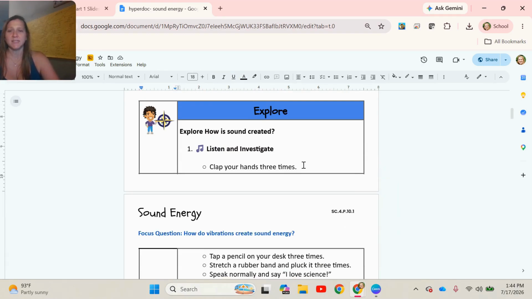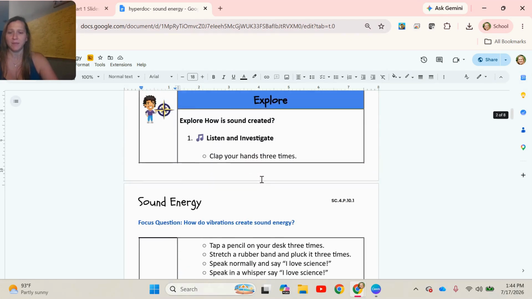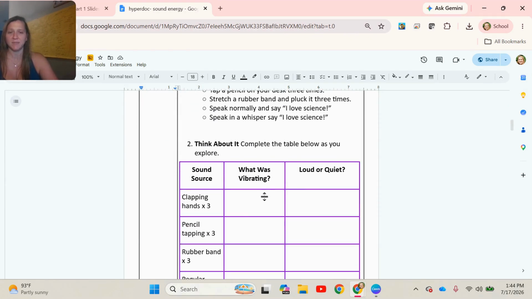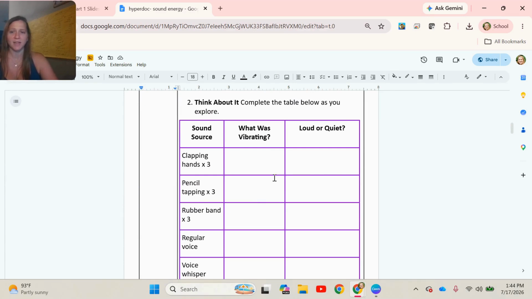The next section is explore. This is where the students do some hands-on learning. So this really works well with science, but it can work with any topic. For this one, I'm having my students investigate by clapping, tapping, stretching a rubber band, and speaking, and then they're filling out this chart as they go.